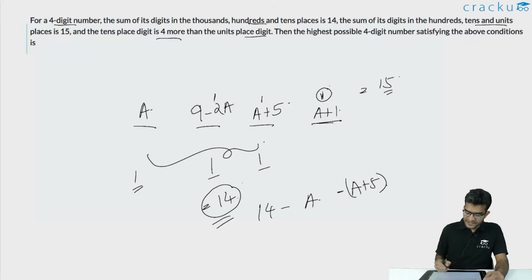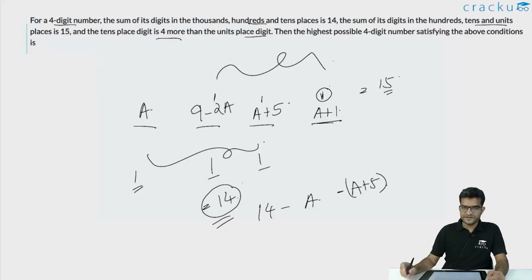As we assumed that the number in the units place is A plus 1, these three when you sum up will automatically be equal to 15. Now what we are asked to find out is the highest possible 4-digit number satisfying these conditions. Now the number is of the form A, 9 minus 2A, A plus 5 and A plus 1. These are the 4 digits.